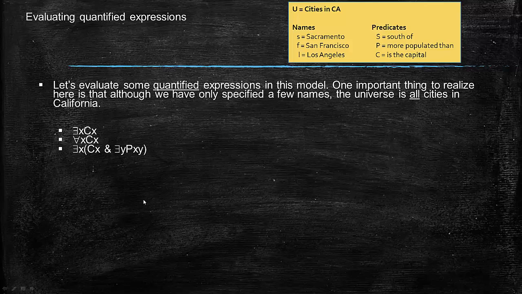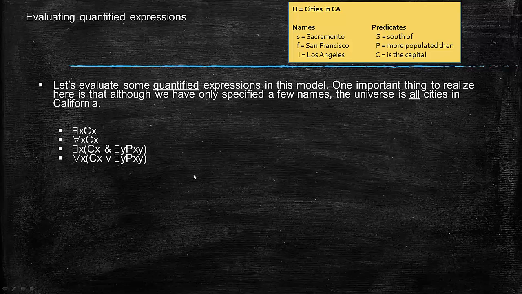There exists an x such that x is the capital, and there exists a y such that x is more populated than y. Well, Sacramento is not more populated than Los Angeles, and it's not more populated than San Francisco. Actually, I'm not sure about that, but let me just say that. But there's all sorts of other cities not named that Sacramento is more populated than. So this turns out to be true. We have to think about cities or objects not in the model to evaluate that.